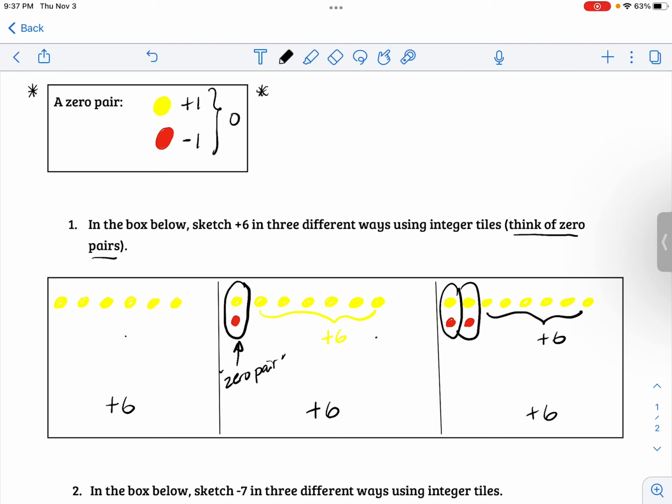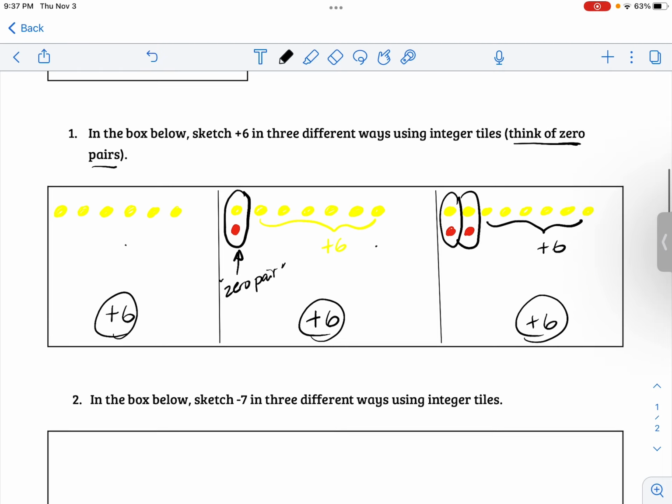When I have the positive and the negative, I'm lining them up vertically so the zero pairs are easily circled out. So I encourage you to do the same thing where you're lining up the positive and negative tiles vertically. Okay, so those are 3 different ways you can represent positive 6. They all represent the same value, but all done differently, again, using the idea of zero pairs.